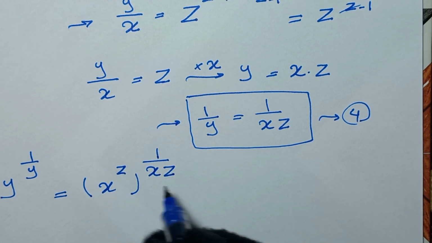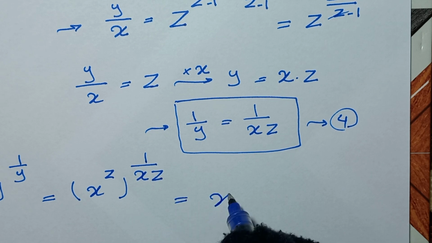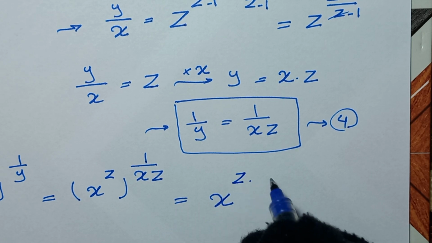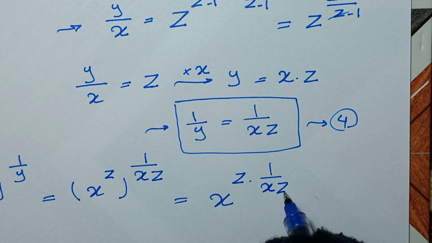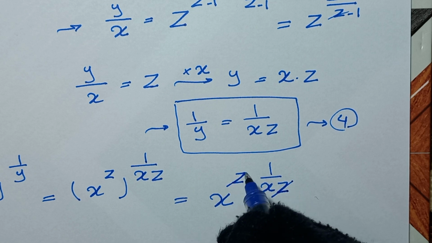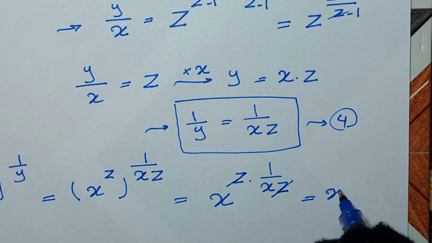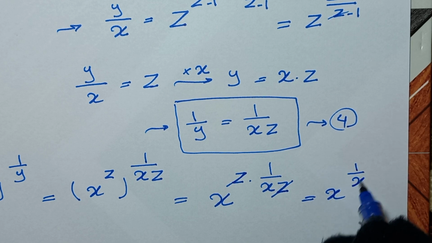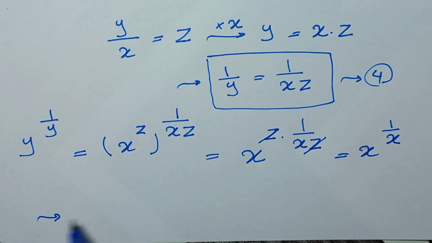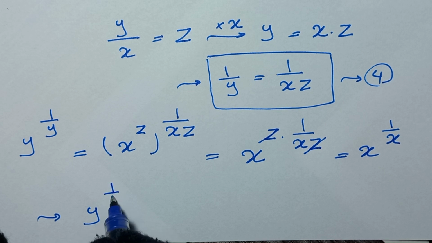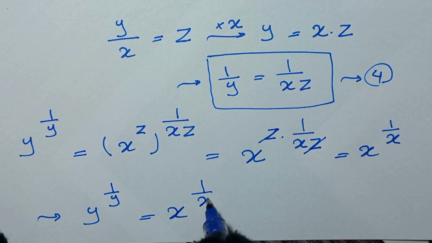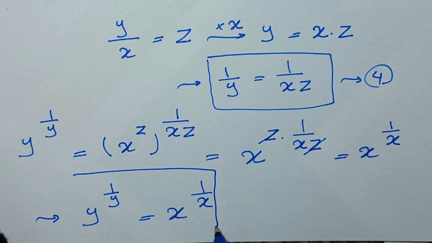And here we can write this as x to the power of z times 1 over x times z. And here this z will cancel this, and it will be x to the power of 1 over x. So our answer for y to the power of 1 over y is equal to x to the power of 1 over x. And this is our final answer.